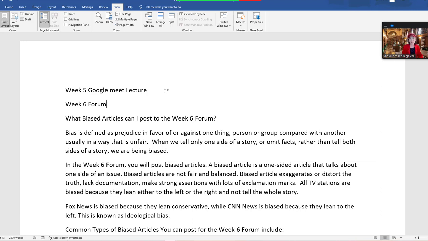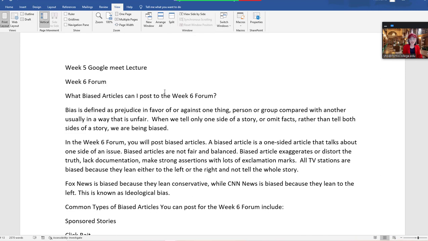And so a biased article is a one-sided article that talks about one side of an issue. Biased articles are not fair and balanced. Biased articles exaggerate or distort the truth, lack documentation, make strong assertions with lots of exclamation marks, and stick to stereotypes and conspiracy theories. All TV stations are biased because they are either biased to the left or biased to the right. In other words, they're either for Biden or against Biden.